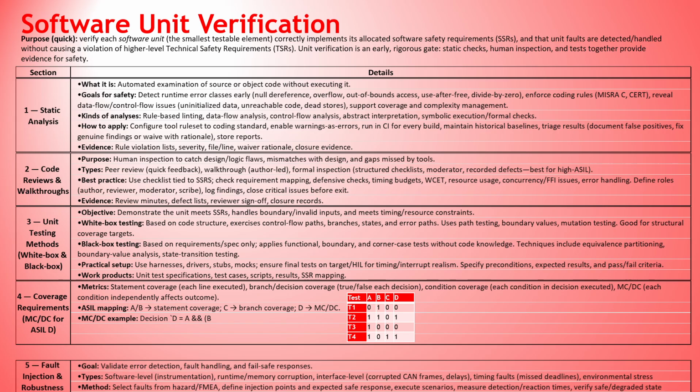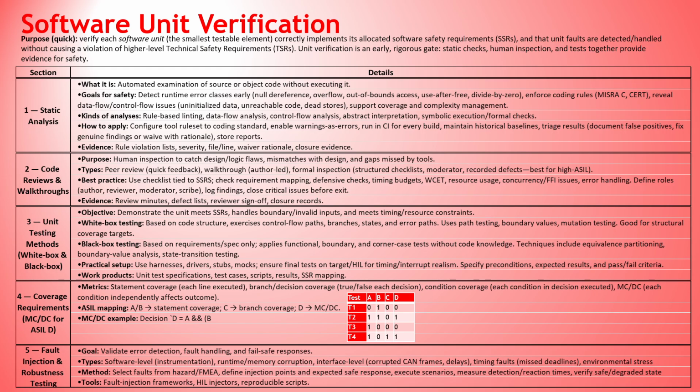And finally, for units, there's fault injection and robustness testing. Here, you deliberately mess things up. Break it on purpose, kinda. You simulate faults, bad sensor inputs, memory errors, communication glitches, and verify that the unit detects the fault and behaves according to its specified failure mode, ideally entering a safe state. Okay, so unit testing is incredibly detailed.